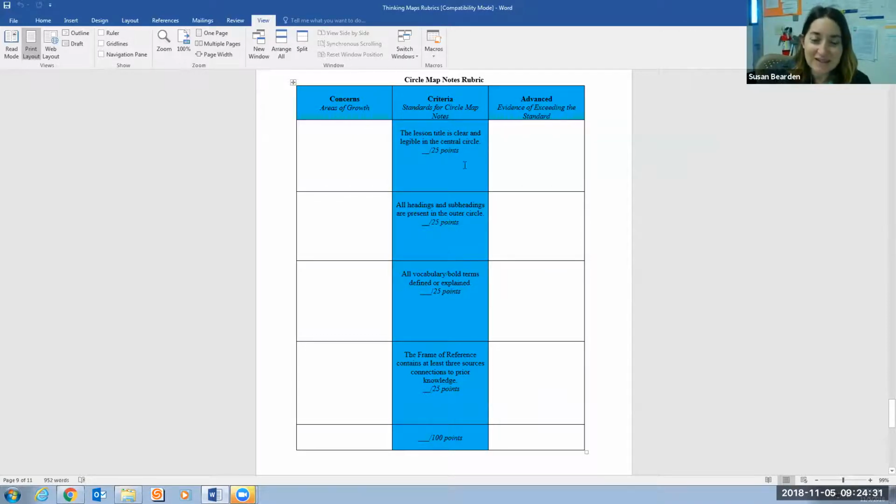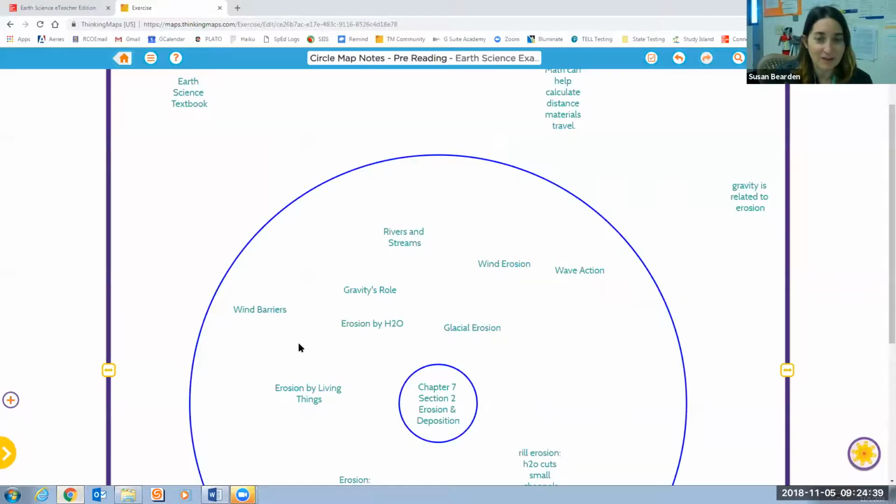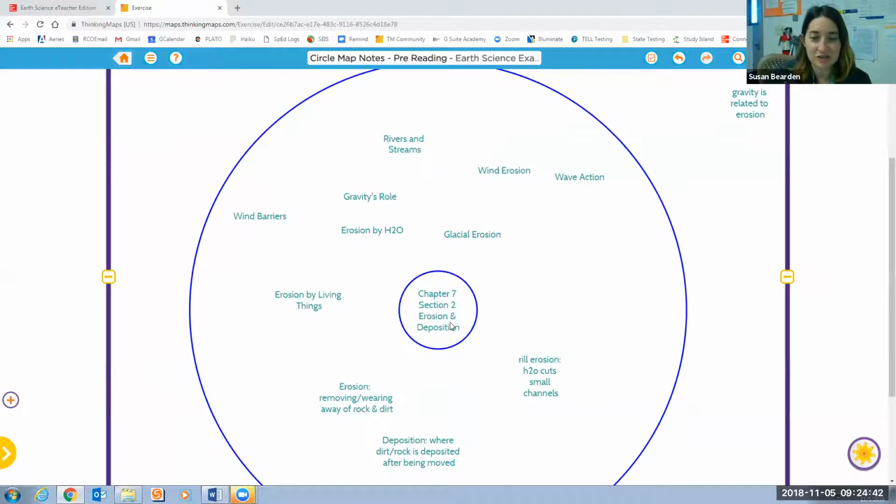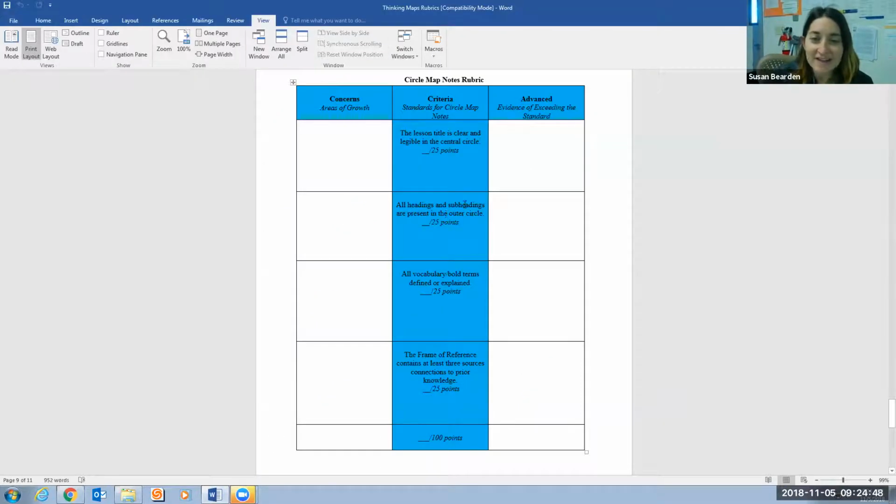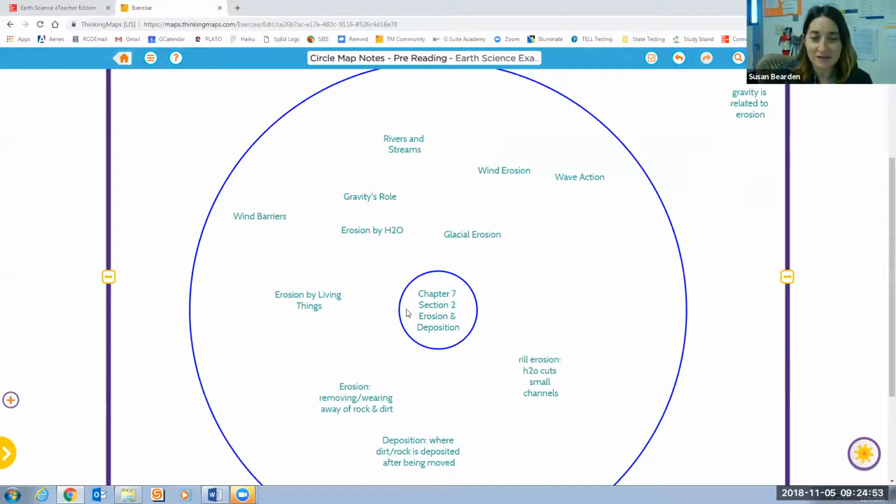All right, so let's look at the center column, the criteria. The first criteria is that the lesson title is clear and legible in the central circle. So let's take a look. Did we do that properly? Yes. Chapter 7, Section 2, Erosion and Deposition. You can see that title. We're good. Okay. All headings and subheadings are present in the outer circle. Remember, we have inner circle, outer circle, frame of reference. Those are the parts of our map. And it says that all the headings and subheadings from our section have to be included in our map. And we did do that when we went through this. I know because I double-checked my work before I made the video.